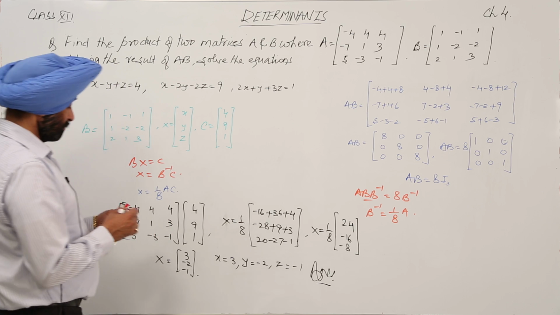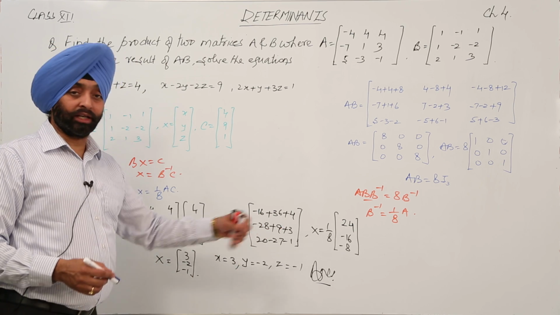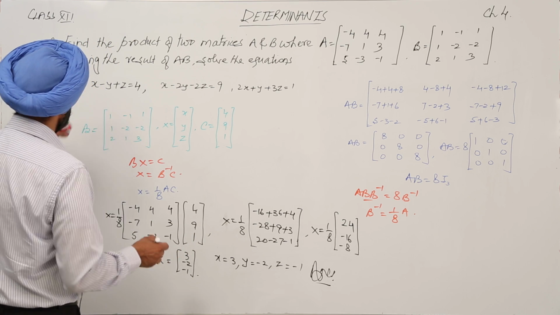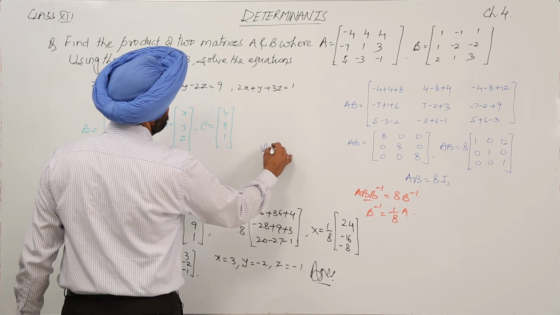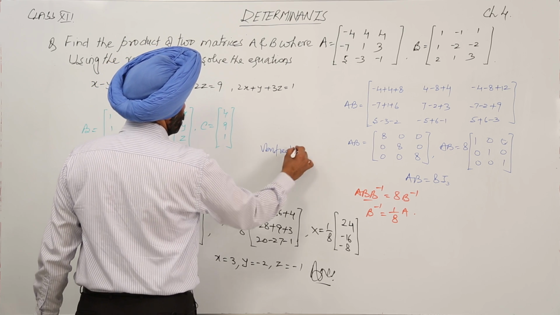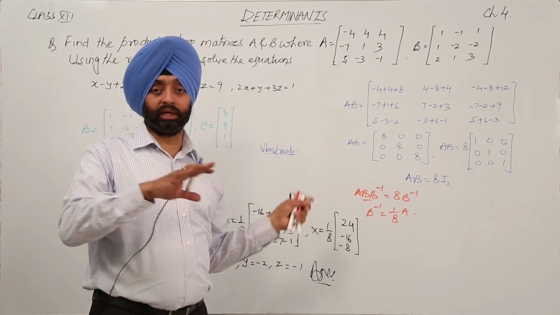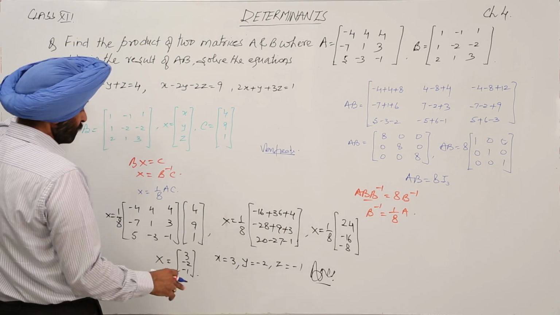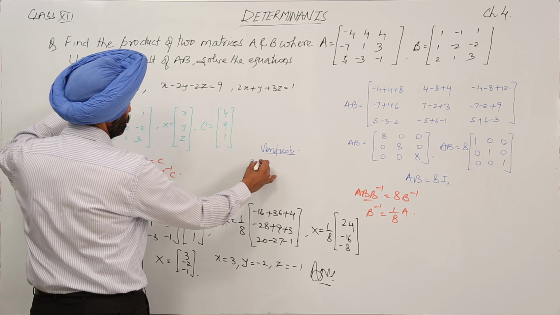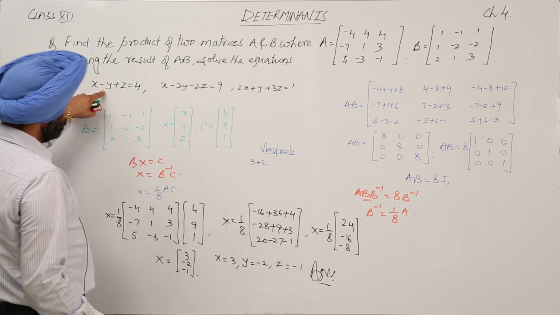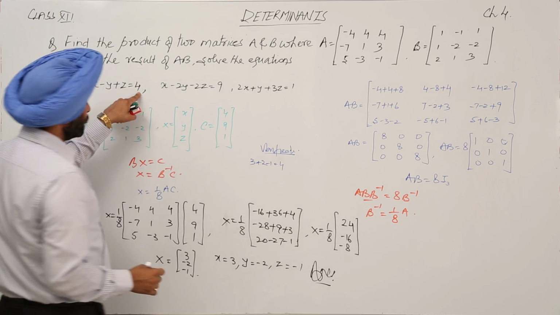Now let's verify. For the verification, we are having 3, minus 2 and minus 1. Putting here x is equal to 3. I am doing it here, and you are not supposed to do the verification like this. Verification will be on the rough side. So 3, then minus 2, 3 plus 2 and minus 1. So this is 4. We are getting 4 here.